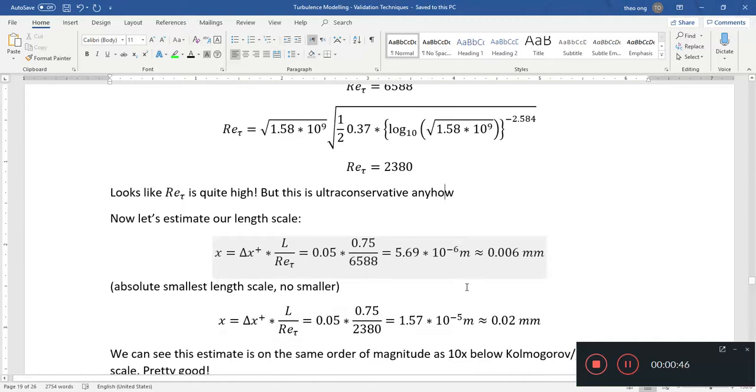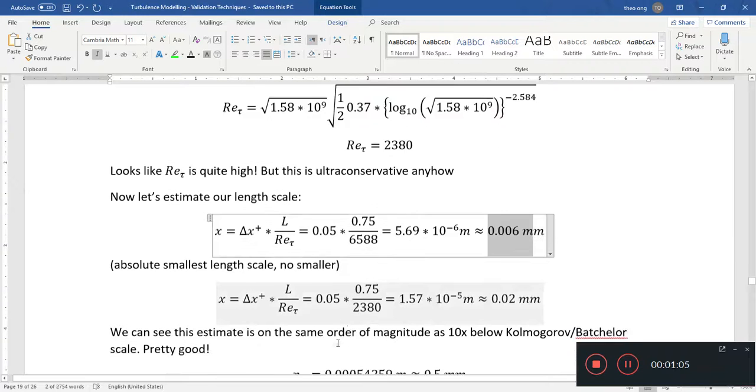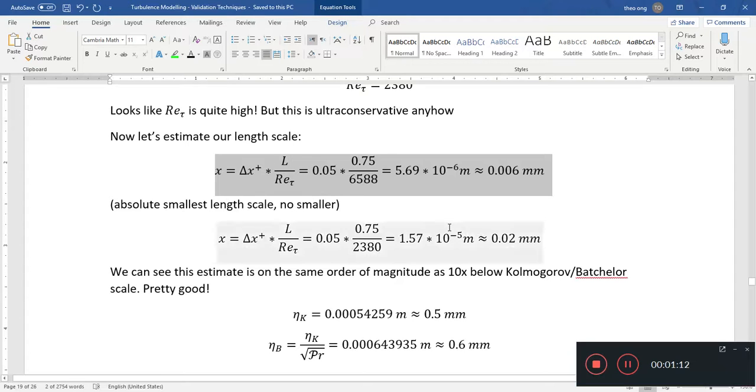So let's take a look at our estimate for length scale. We use the same formula: x equals the smallest dimensionless distance separation, which we use 0.05, times L over the Reynolds number, and we get 0.006 mm. This is the absolute smallest length scale you'll ever need to resolve. No smaller than this, because this is overestimating the friction forces at play by a lot.